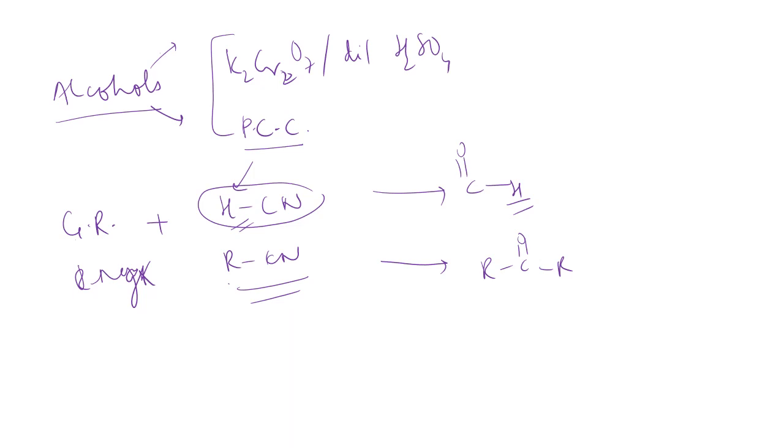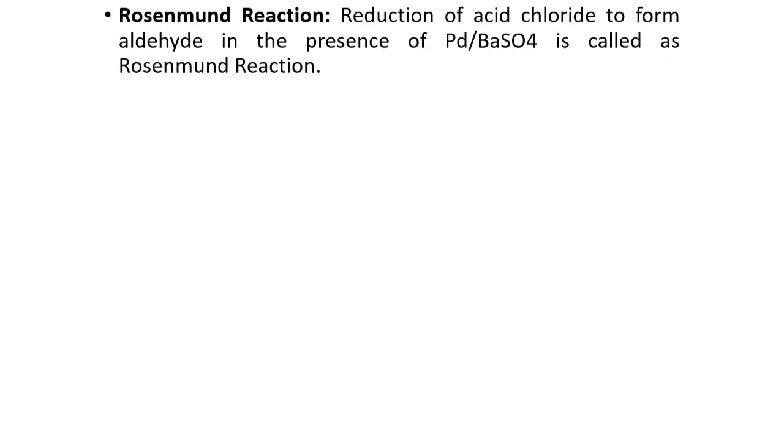So far we have covered three methods for the preparation of aldehydes and ketones, and we will see one or two more methods for preparation, which are named reactions. For example, I have one example of Rosenmund reaction. I am adding one more method. This method is for preparation of aldehyde, and that is the Rosenmund reaction. So reduction of acid chlorides to form aldehyde in the presence of palladium barium sulfate is called the Rosenmund reaction.